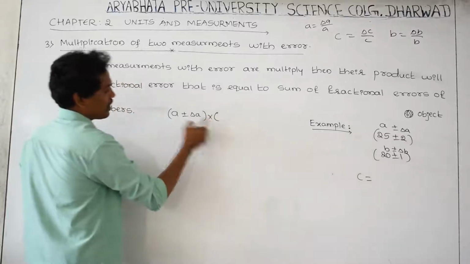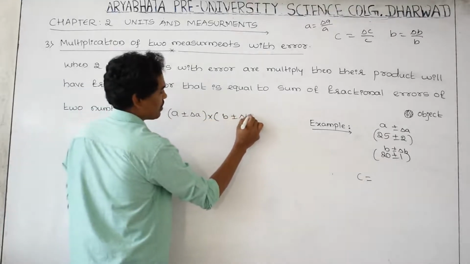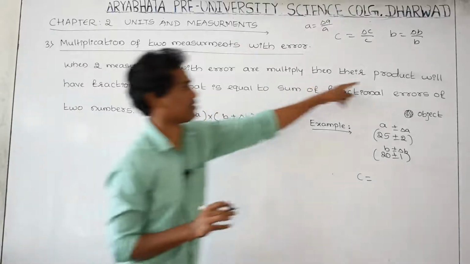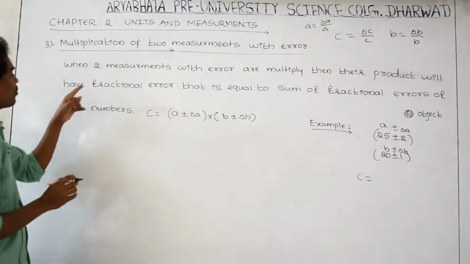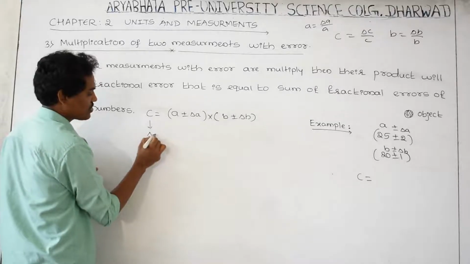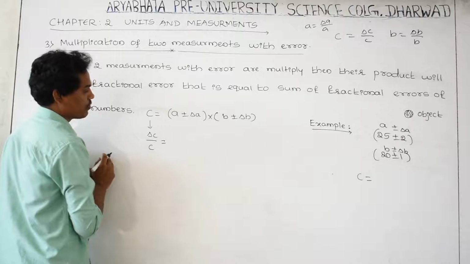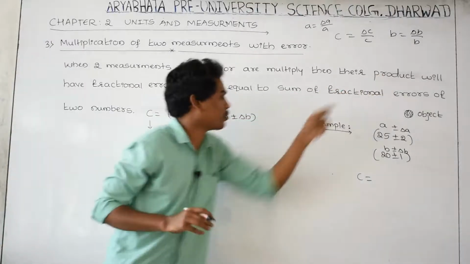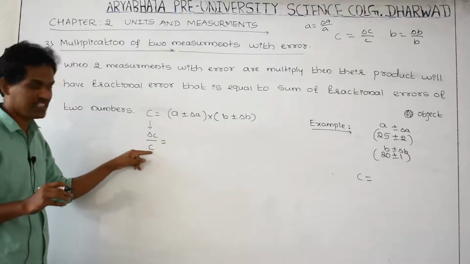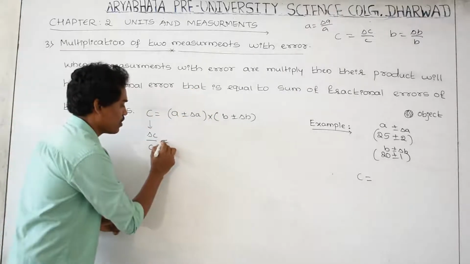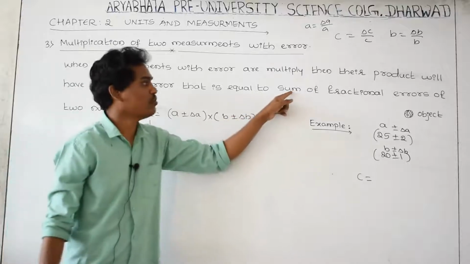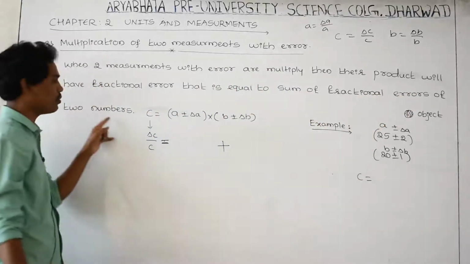That is A plus or minus delta A multiplied by B plus or minus delta B. If you multiply these two, then I am getting C. C is nothing but the product, and the product will have fractional error. The fractional error of C is delta C by C. What is the product? Product is nothing but C. What is the fractional error of C? Delta C by C is equal to the sum, means plus, the sum of fractional errors of two numbers.